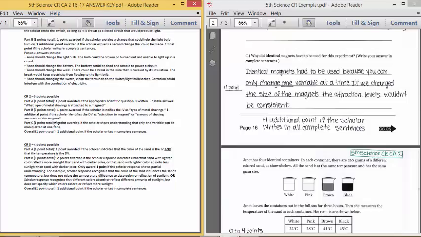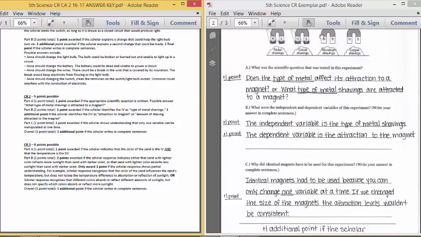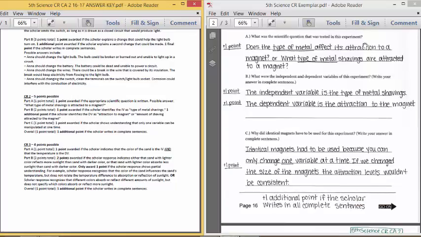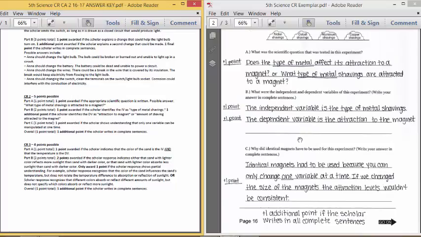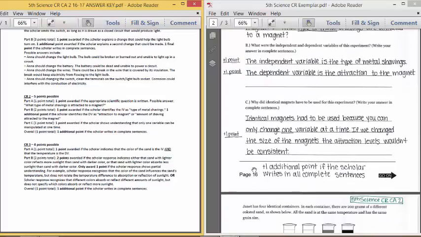They should explain why all the magnets up here must be the exact same. And the magnets have to be the same because if you change the magnet, the attraction levels wouldn't be consistent. And we don't want to change more than one variable at a time. If they answer everything in complete sentences, you can award them the 5th and final point.